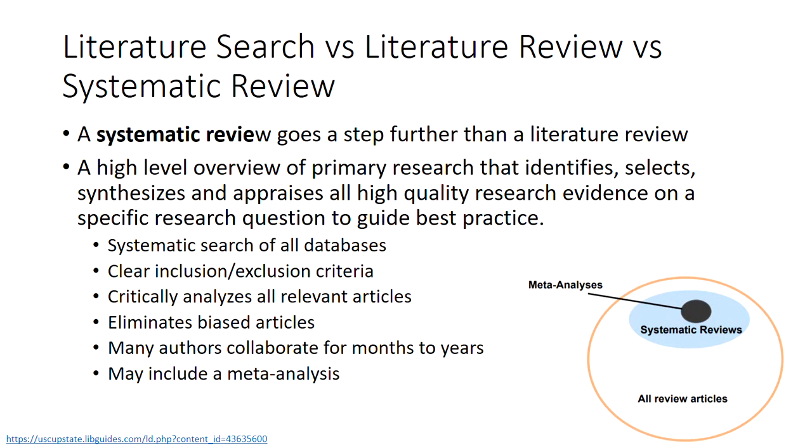So a systematic review goes even one step further than a literature review, and this is a high-level overview of primary research that identifies, selects, synthesizes, and appraises all high-quality research. Basically, it looks at every article very closely and is used to guide best practice. So this is a systematic search of all databases. It has clear inclusion and exclusion criteria of articles that will be in the systematic review. It critically analyzes all the relevant articles. It eliminates any biased articles, which is something that a literature review doesn't necessarily have to do.